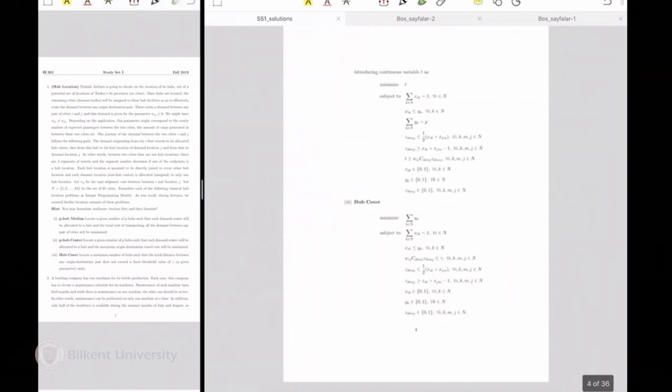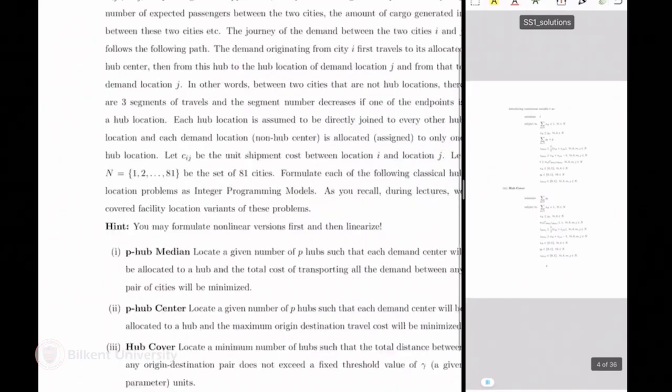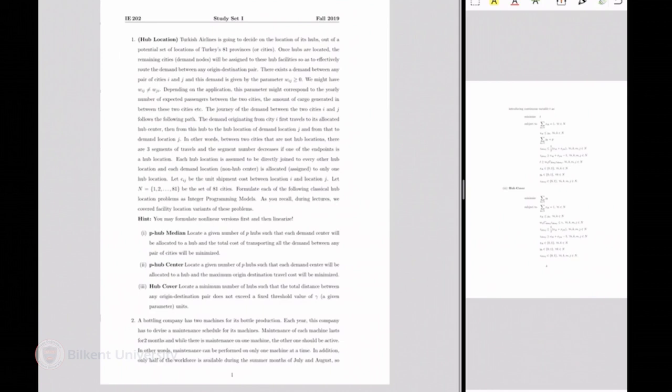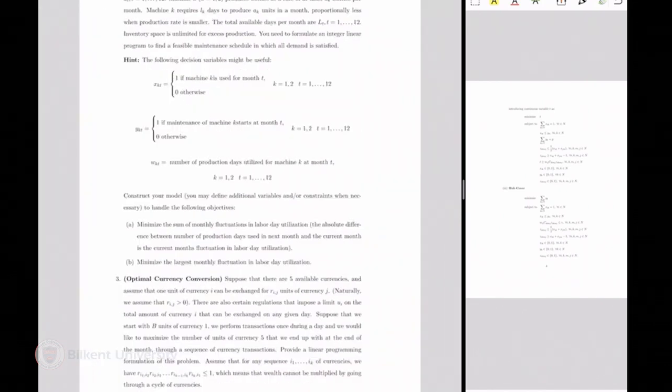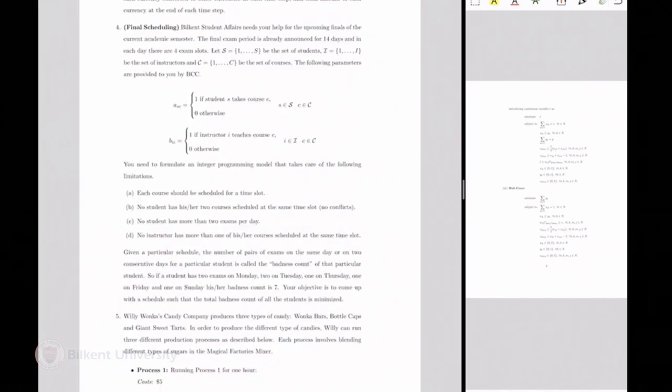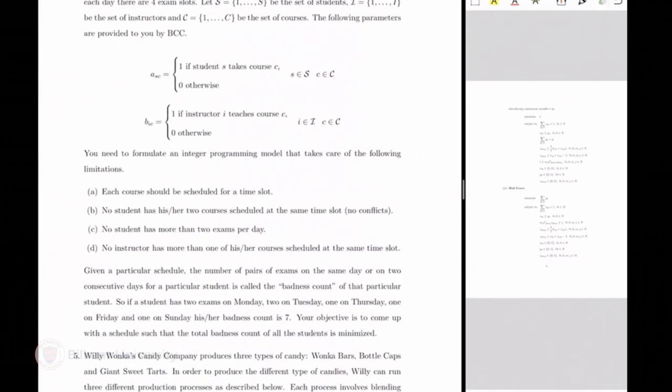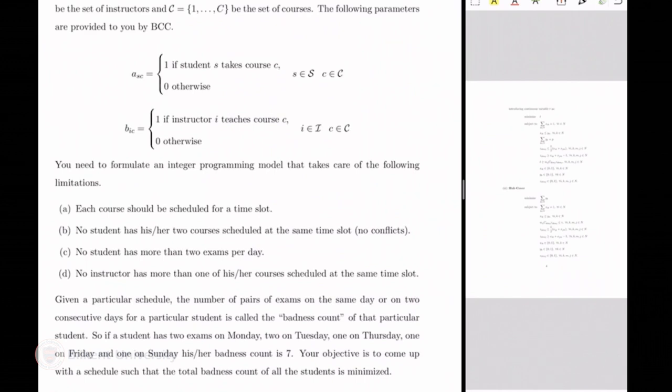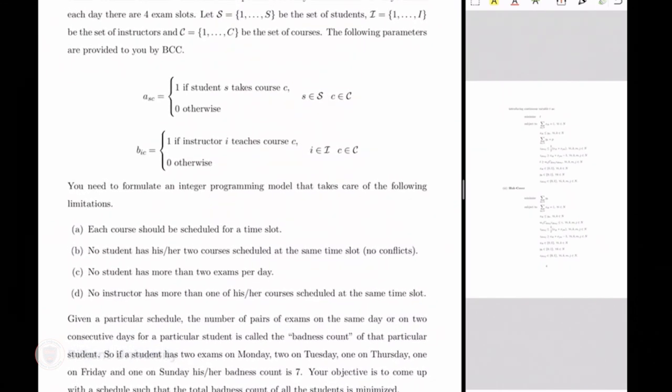So this is the first question. I think the next question that was in the poll is the fourth question. Let's go over the fourth question.